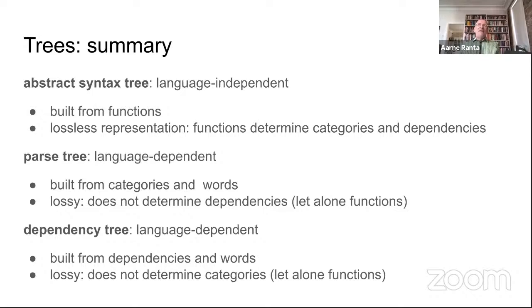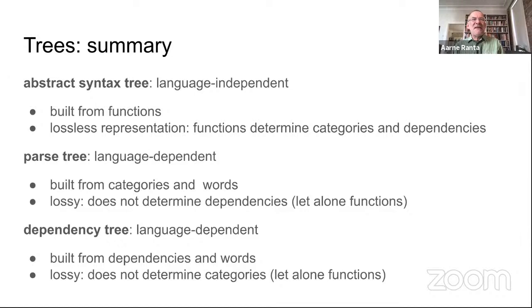So if you think about the different kinds of trees that there are, for instance, in the minibar and GF in general, you have the abstract syntax tree, which in GF is the core of everything, which is language independent and which is built from functions. So it's lossless because you can determine both the categories and dependencies from that. Whereas the parse tree is language dependent, so it's built from categories and words, and it's lossy because it does not determine the dependencies, let alone the functions of GF in the GF sense.